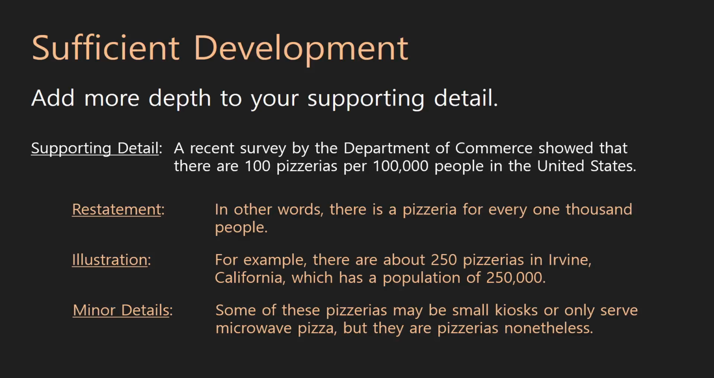Finally, let's look at an example of minor details. Some of these pizzerias may be small kiosks or only serve microwave pizza, but they are pizzerias nonetheless. This last type of development is the most flexible. You can really add any information you want that's relevant and helps to add depth to your supporting detail. It allows your audience to feel like they're learning more about the topic, and you've considered many different angles.